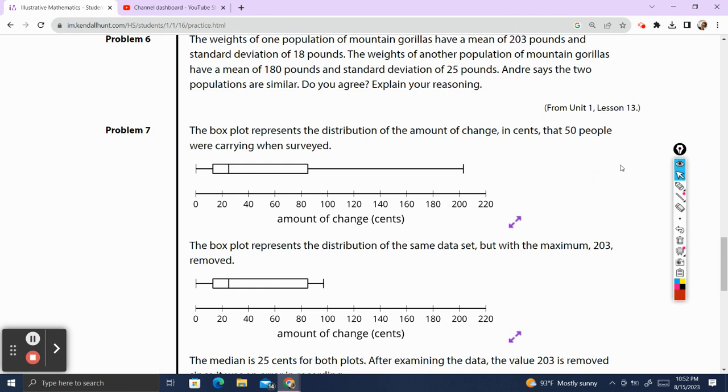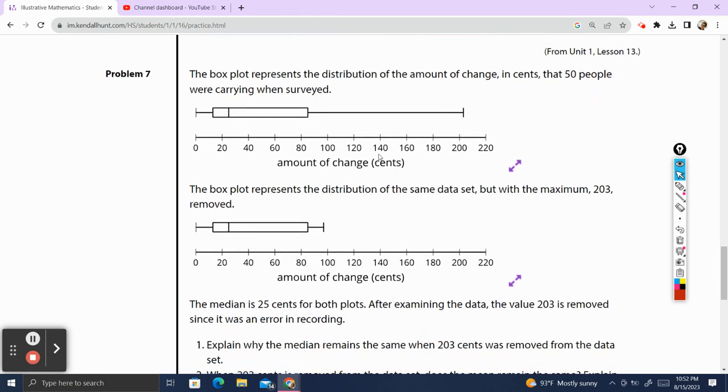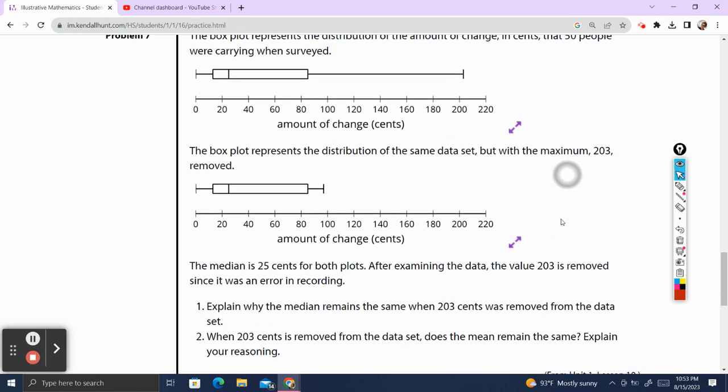Problem 7. The box plot represents the distribution of the amount of change in cents that 50 people were carrying when surveyed. So that's this box plot right here. Then we have this box plot, which represents the distribution of the same data set, but with a maximum of 203 removed. Wow, we see how this tail got so much shorter once we remove that data. The median is 25 cents for both plots. After examining the data, the value 203 is removed since it was an error in recording. Explain why the median remains the same when 203 cents was removed from the dataset.